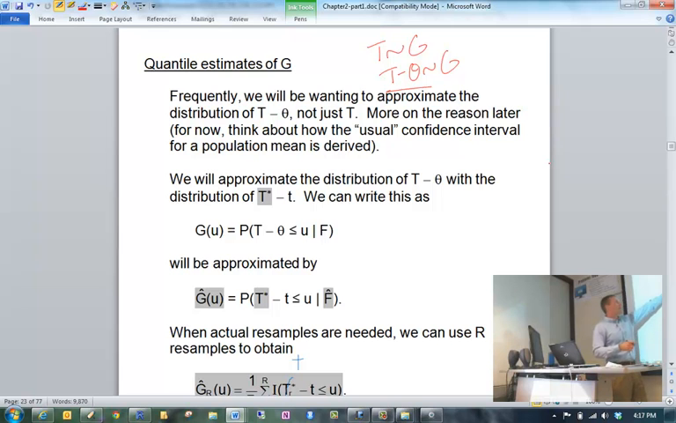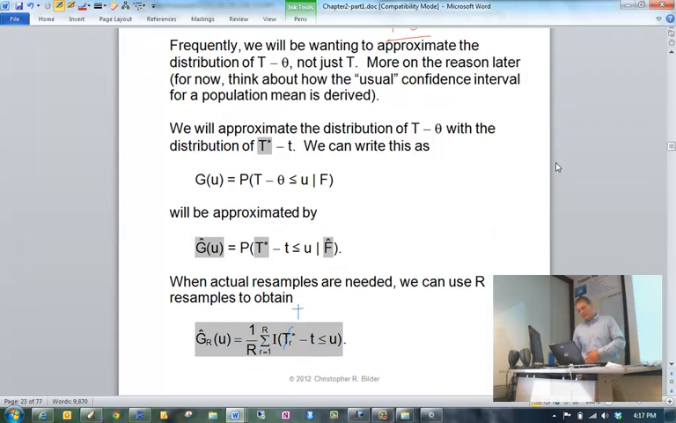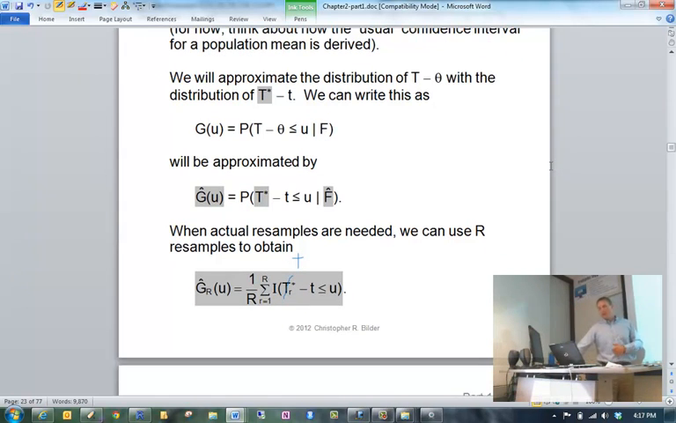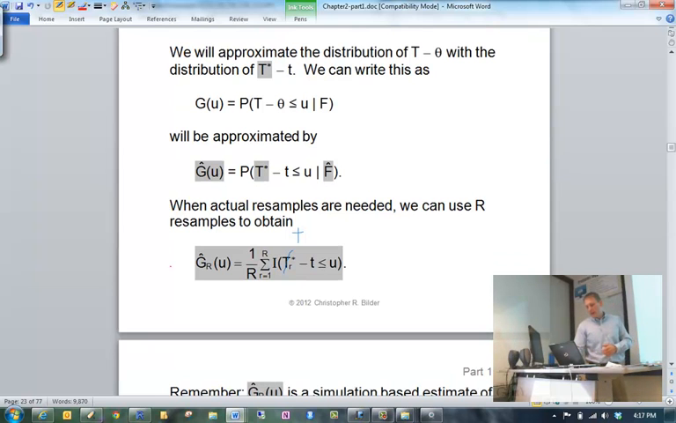But if I want to approximate now the distribution of t minus theta, I can do that with the distribution of t star minus t. So in other words, my distribution g evaluated at some value u, which is the probability that t minus theta is less than or equal to u given F, is equivalently expressed as g hat of u. Again, think of this as a CDF, like the probability that t star minus t is less than or equal to u given F hat.